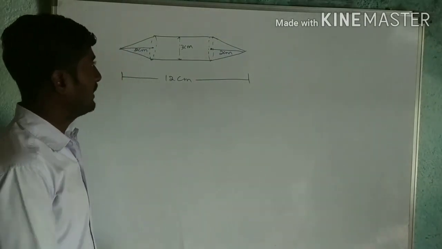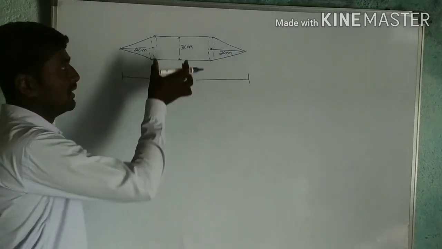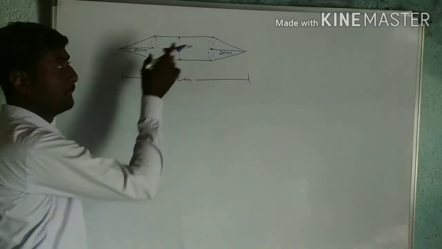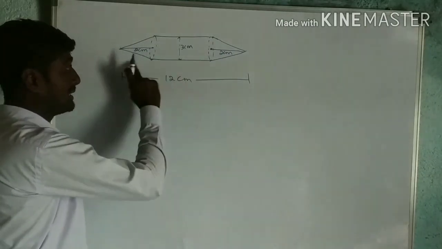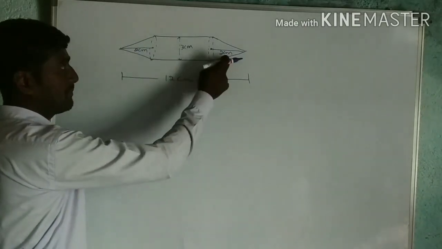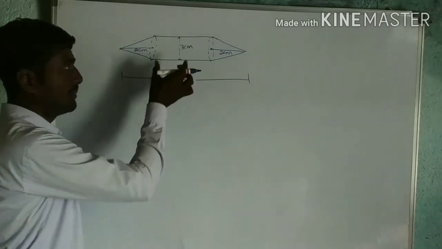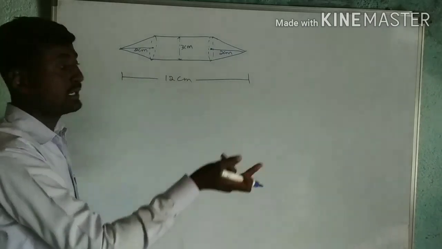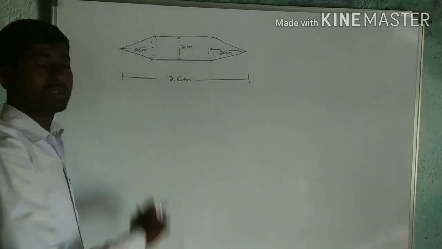So if you want to find the volume of this model, how can we find it? Volume of cylinder plus 2 into, there are two cones of the same height. Here the height is the same and the radius is also the same. So you can take it as volume of cylinder plus 2 into volume of cone. That is nothing but the volume of the model.